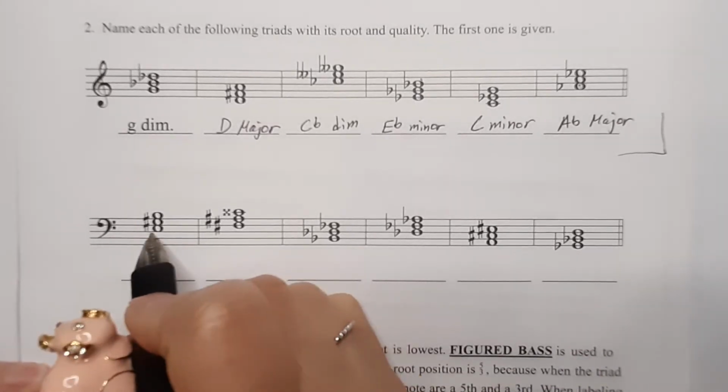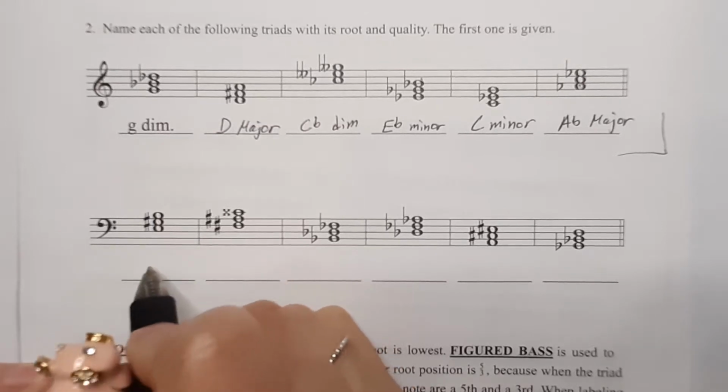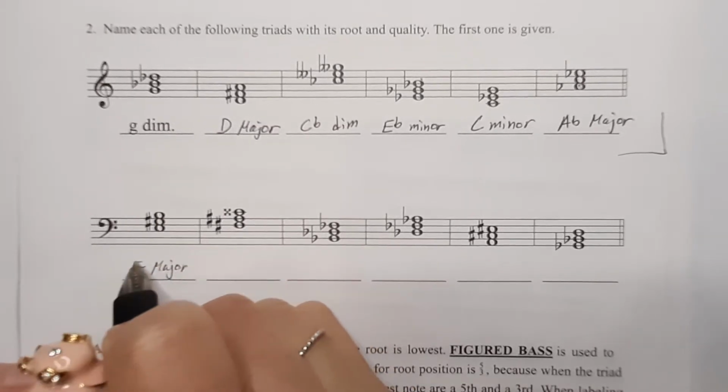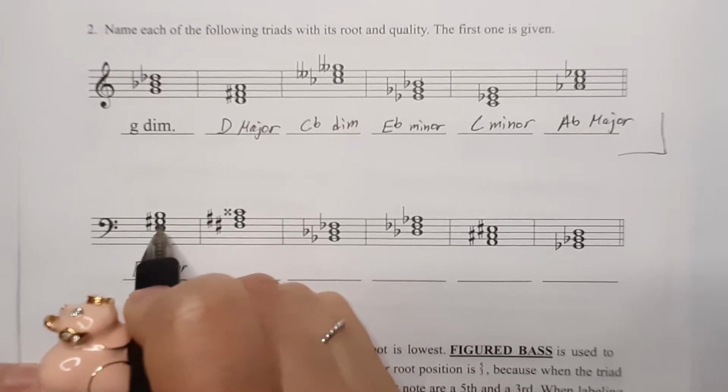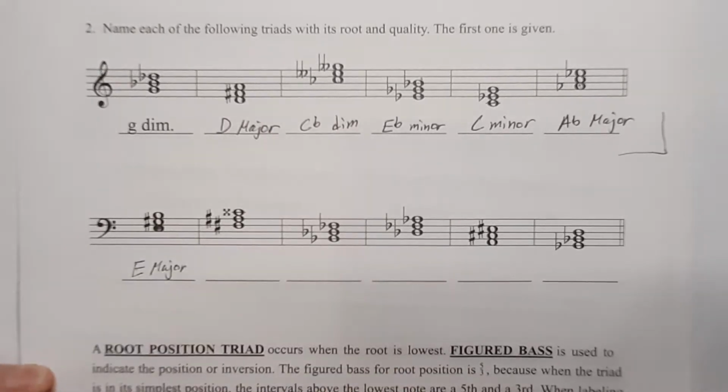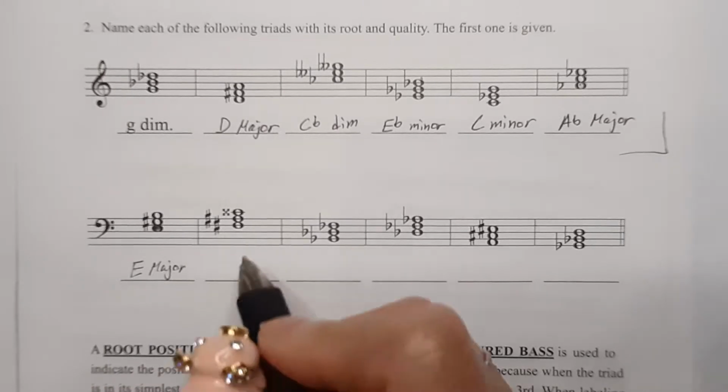When you have three notes, E, G sharp, and B, this is E major. How can you tell this is E major? The bottom note becomes the tonic. In the key of E major, you have F sharp, C sharp, G sharp, and D sharp, right? F, C, G, D, and there's G sharp. So this is E major. How about the next one?